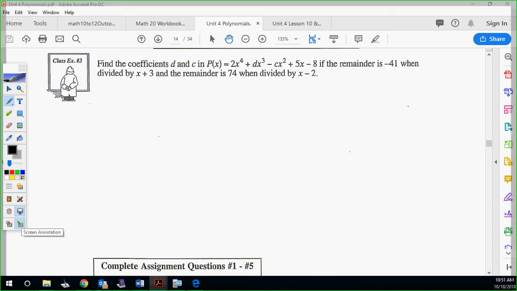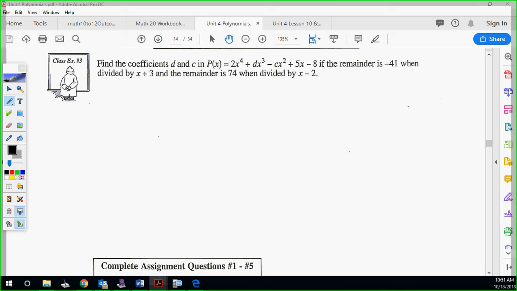Okay, find the coefficients d and c in p of x equals 2x to the 4th plus d x cubed minus c x squared plus 5x minus 8. So one thing I want you to take a step back right now. What's the difference between this problem and the previous problem? 2 variables. So if you have 2 variables, what strategies are we going to have to probably use to get these answers that we used yesterday? Right, our systems, right? Elimination, substitution. We're going to have to use a different method other than just simply solving for a.